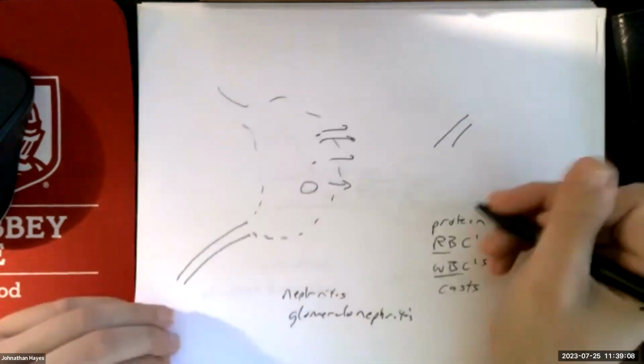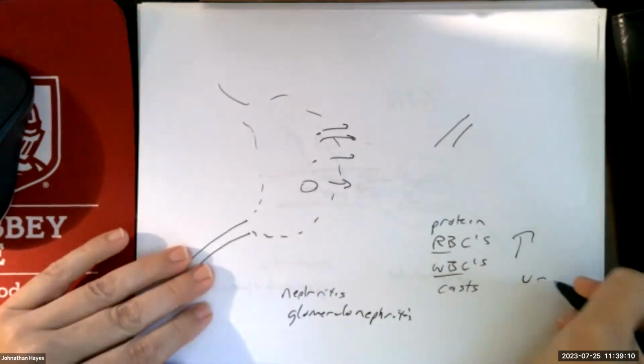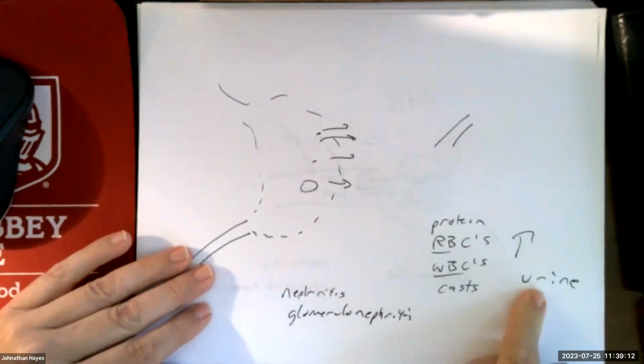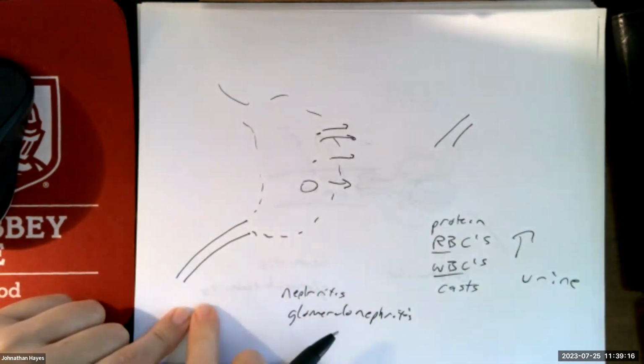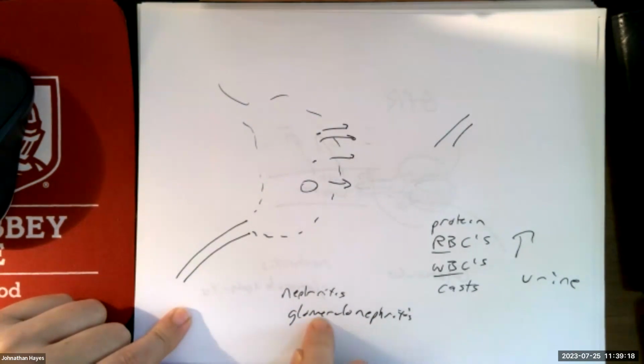And not only are we going to start to see these things increase in the urine when we have inflammation of the kidneys, because when we're inflaming the kidneys, we'll inflame these nephrons, and the first part of a nephron is a glomerulus.